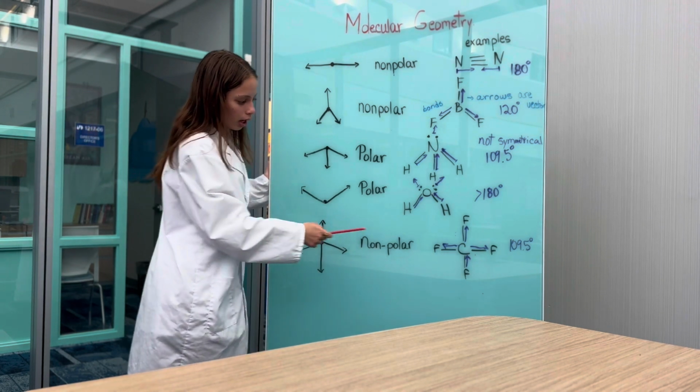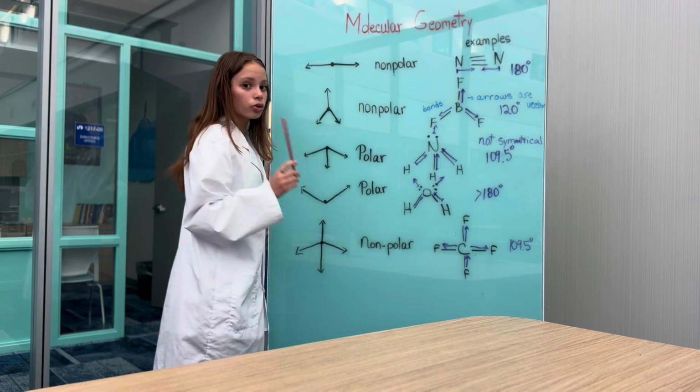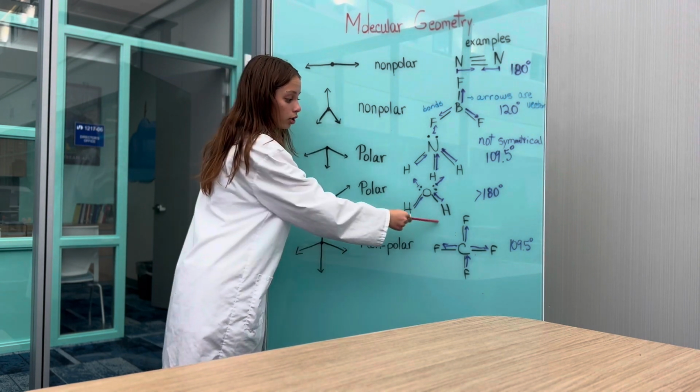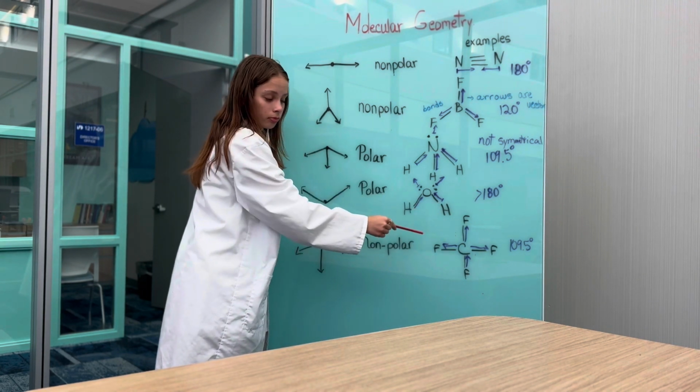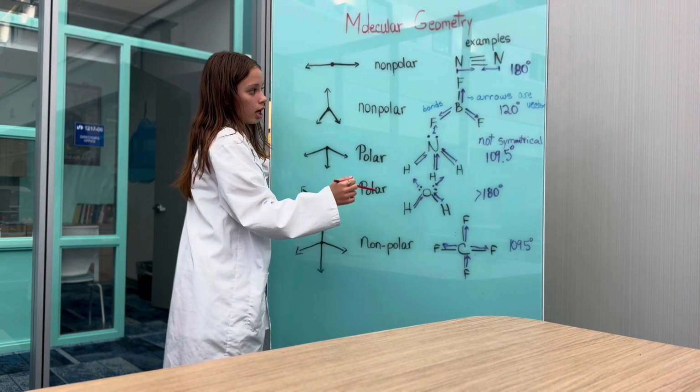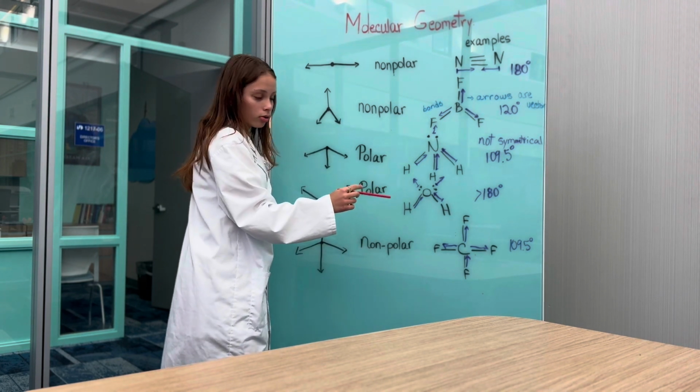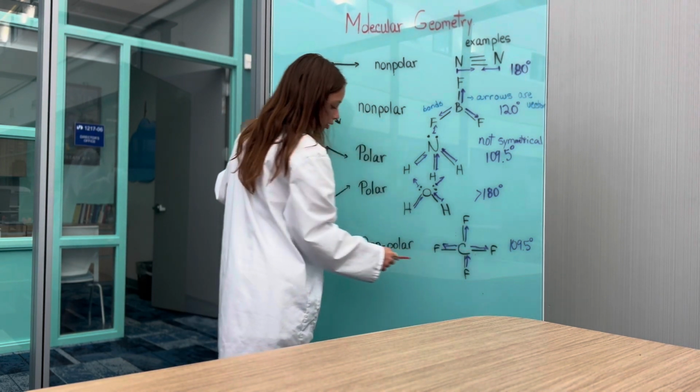In this one, we have carbon, with the vectors pointing to the most electronegative element in this molecule, which is going to be fluorine. Since they are symmetrical bonds with an angle of 109 degrees, it's going to be a non-polar molecule.